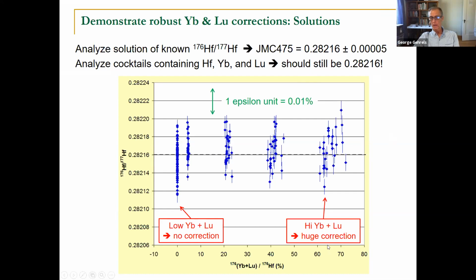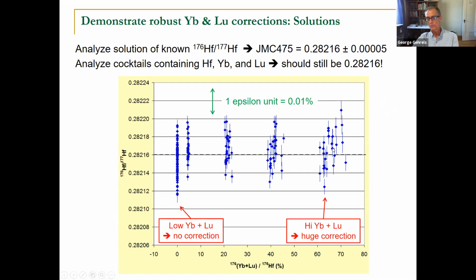Even if over half of the 176 is ytterbium and lutetium, I still need to get down to this 28216 value. So this is the challenge when you're talking with a lab about coming to do hafnium isotope analyses. This is the plot you want to see. You want to ask them to show you the JMC 475 plot and look at the cocktail. Anybody can measure 28216 just on JMC 475. It's the cocktail that's tough.